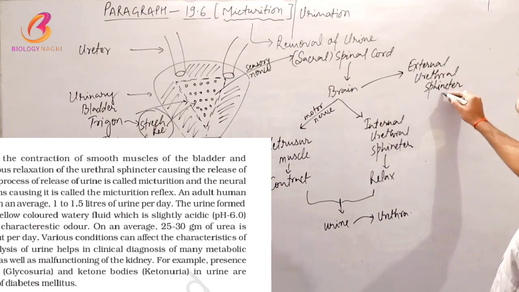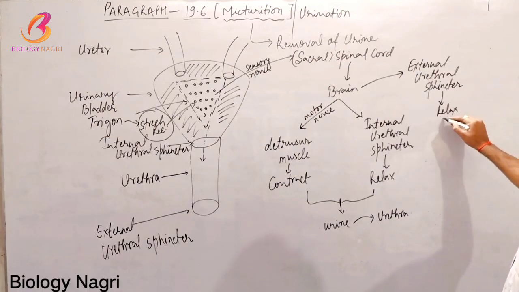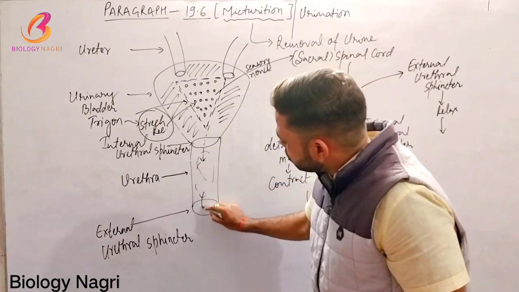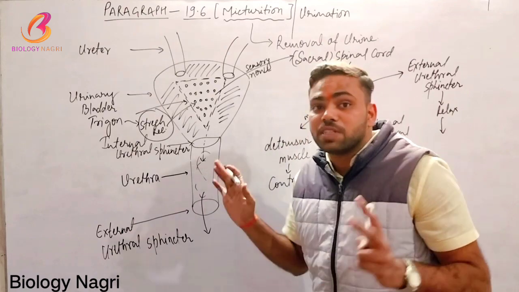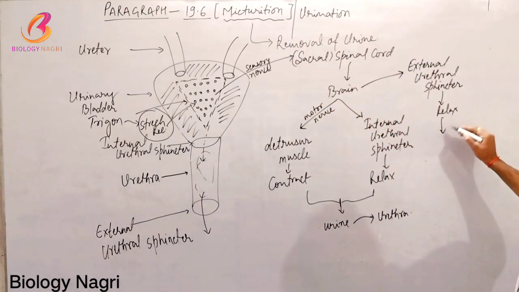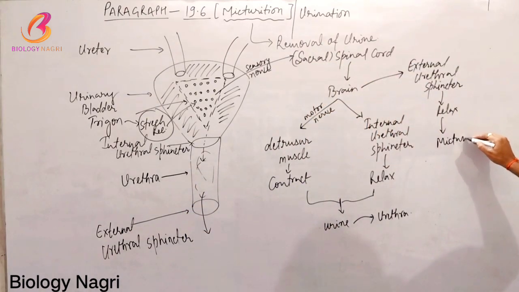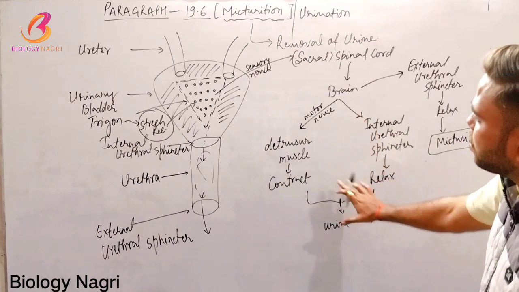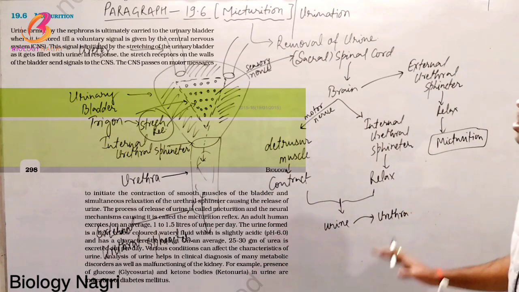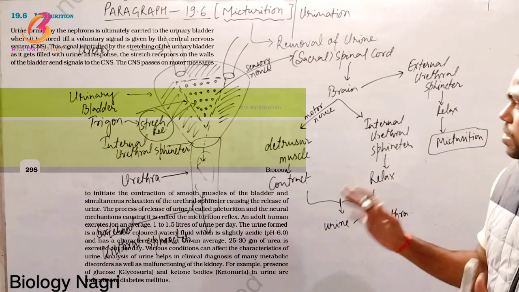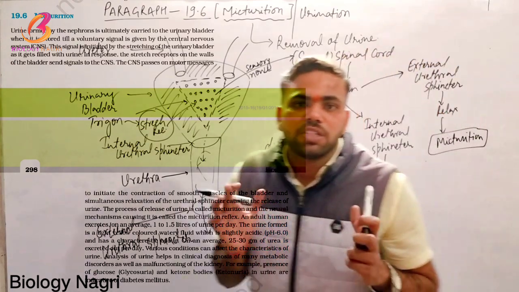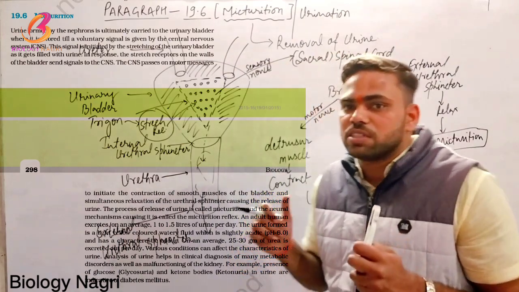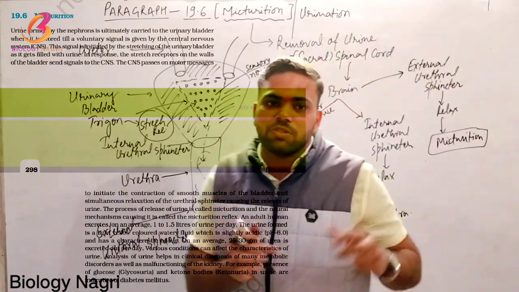After that, the brain will again send a message to the external urethral sphincter and give the order to relax. When this relaxes, the stored urine starts out from the body, which is micturition. So micturition has proceeded. Finally, it is micturition. So this was the reflex action, and this is called the micturition reflex. Basically, NCERT's paragraph 19.6 is telling about this micturition reflex.